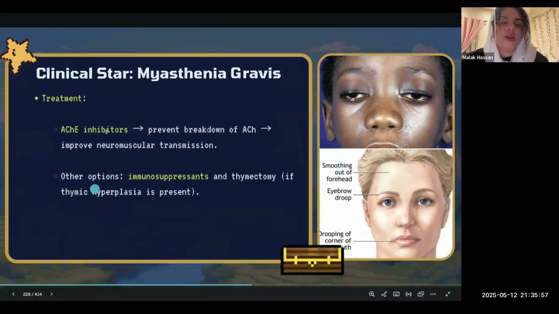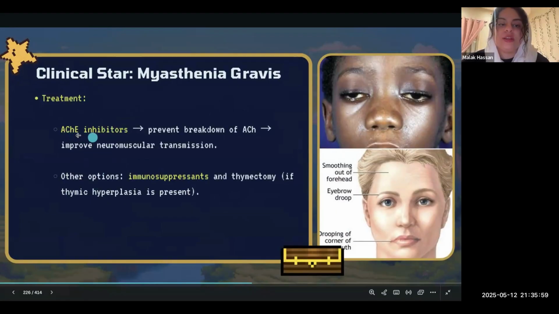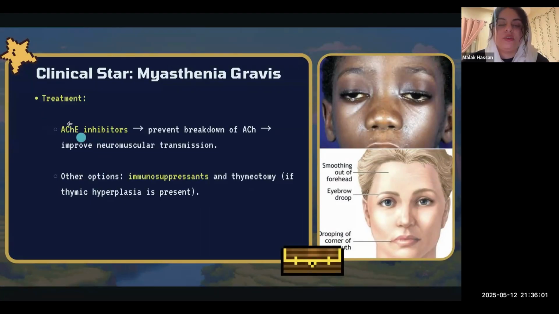And the treatment is acetylcholine esterase inhibitors. Acetylcholine esterase is the enzyme that breaks down acetylcholine, and if you have an inhibitor for that, it'll prevent the breakdown of acetylcholine, and that will improve the neuromuscular transmission. And there's also the other option, the immunosuppressants and thymectomy, which I don't really understand, but if thymic hyperplasia is present with myasthenia gravis, then apparently thymectomy, like removal of the thymus, helps.